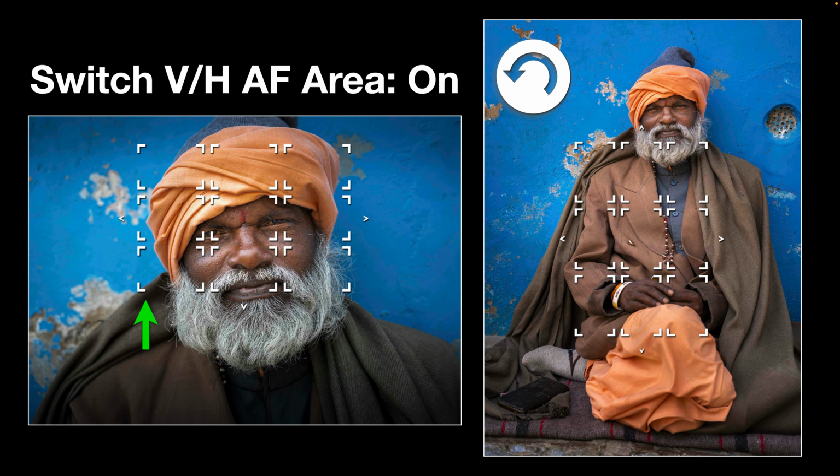So let's take a look at what happens when we've switched the vertical horizontal AF area to the on position.